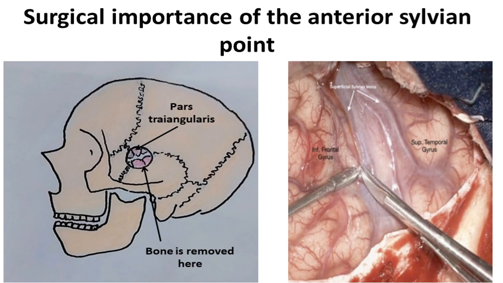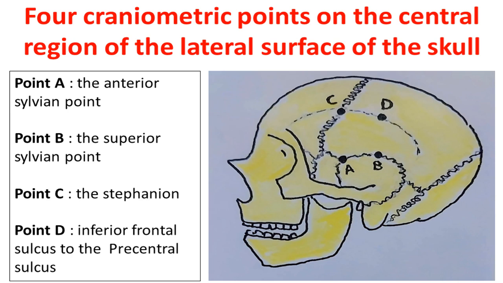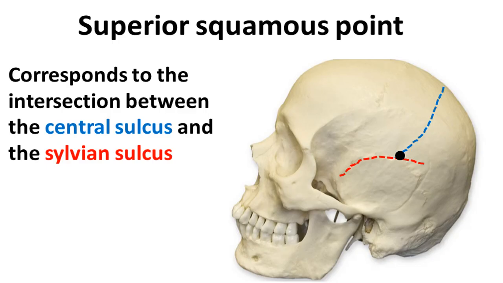Let's take a look at point B. It is the superior squamous point, i.e., it is the most superior point of the squamous suture. This point on the skull surface corresponds to an important intersection on the brain surface, which is the intersection between the central sulcus and the sylvian sulcus or the sylvian fissure. So you understood that this point is the lowest point of the central sulcus, and this is right. For this reason, it is called the inferior Rolandic point.